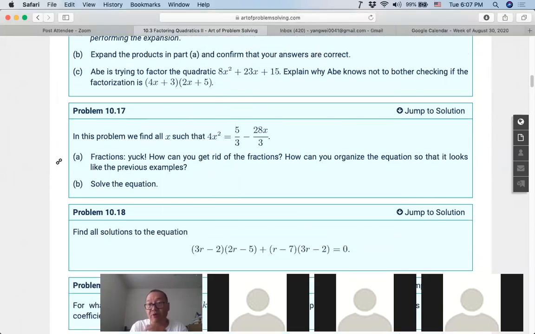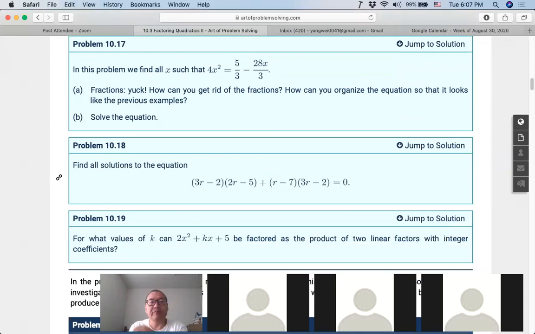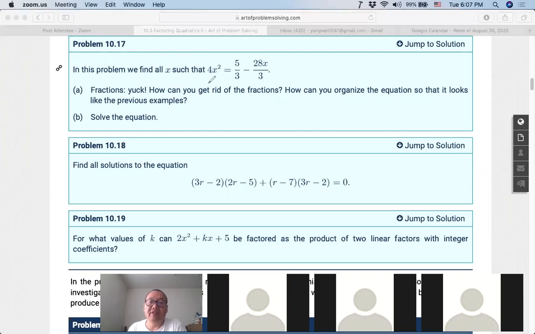Now let's go to 10.17. So in this problem, we try to find all x such that 4x equals this. See how to do this problem. A, factorizations. Say, yuck, how can we get rid of fractions? How can we organize the equation so that it looks like the previous examples? So this equation is not in standard form. First, when you try to solve a quadratic equation, you need to write it in standard form. I mean, the standard form is like this: ax squared plus bx plus c equals 0. You need to first write it in this form.